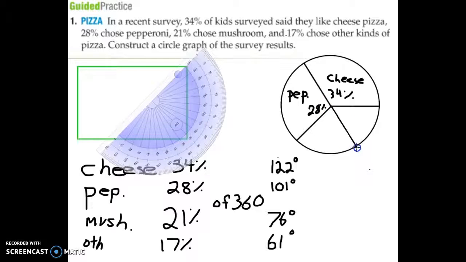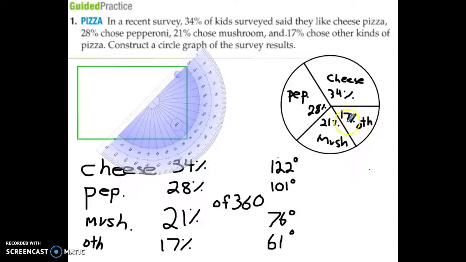Erase the part that's outside the circle. I'm just estimating there. Boom. Mushroom, 21%. So that's how you make these circle graphs. Alright. I'm writing sloppily with my mouse, but it works out. And then 17% for other.